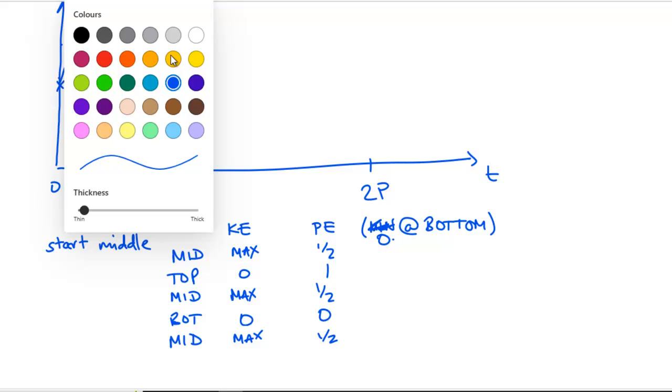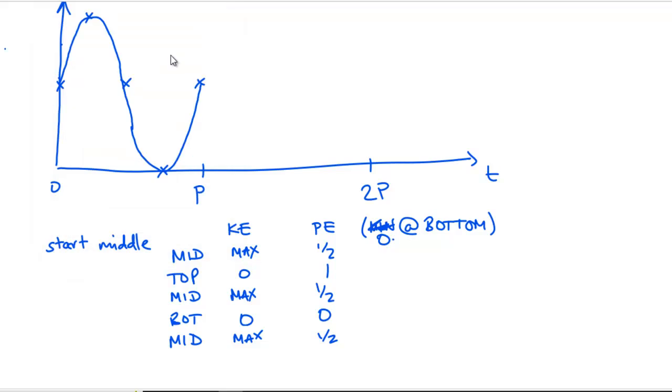Actually, before I change color, let's duplicate this one round again. So we're going to have exactly the same thing going on for the next cycle for the potential energy. So we're going to have this happening. So at least that's got out of the way. Now I'll change over to red.